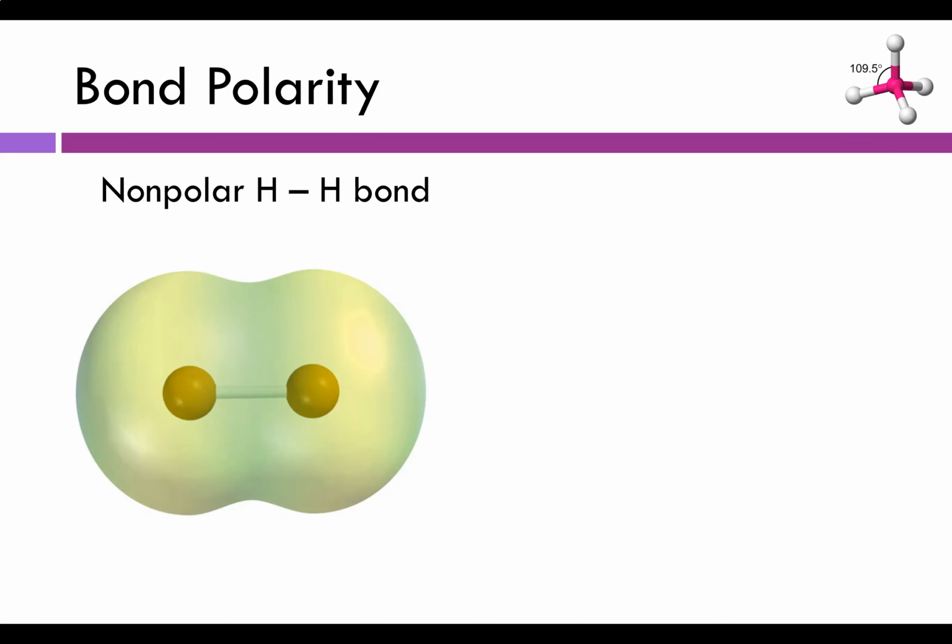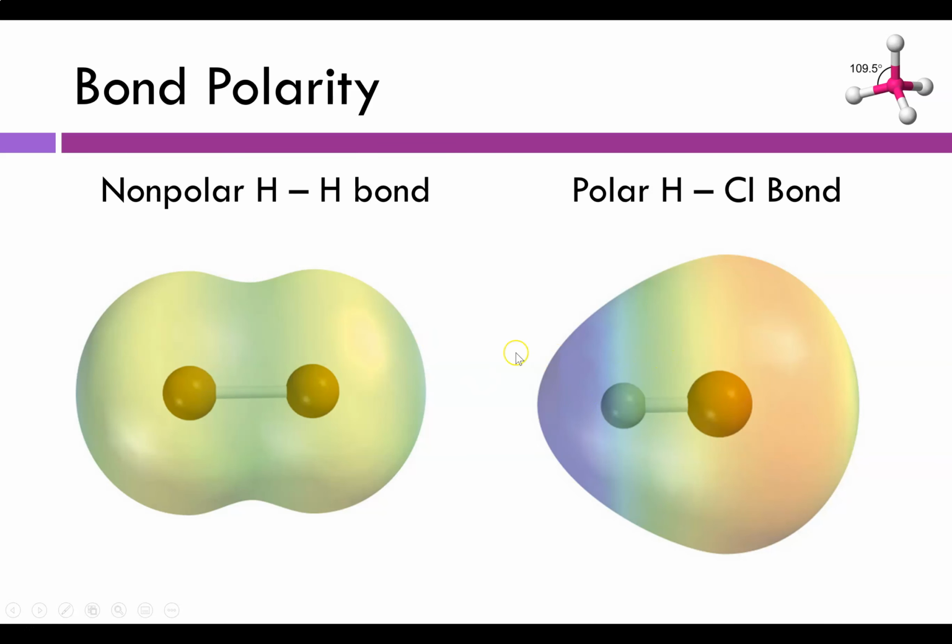Just another way to kind of look at the bonds and the distribution of how those electrons are shared. Nonpolar, we see that everything's kind of the same color, suggesting that there's very equal sharing between the two hydrogen atoms. If we look at the hydrogen-chlorine bond, we see kind of like a distorted cloud. Instead of them being shared equally between the two, we've got a higher electron density around the chlorine atom and a lower electron density around the hydrogen atom.